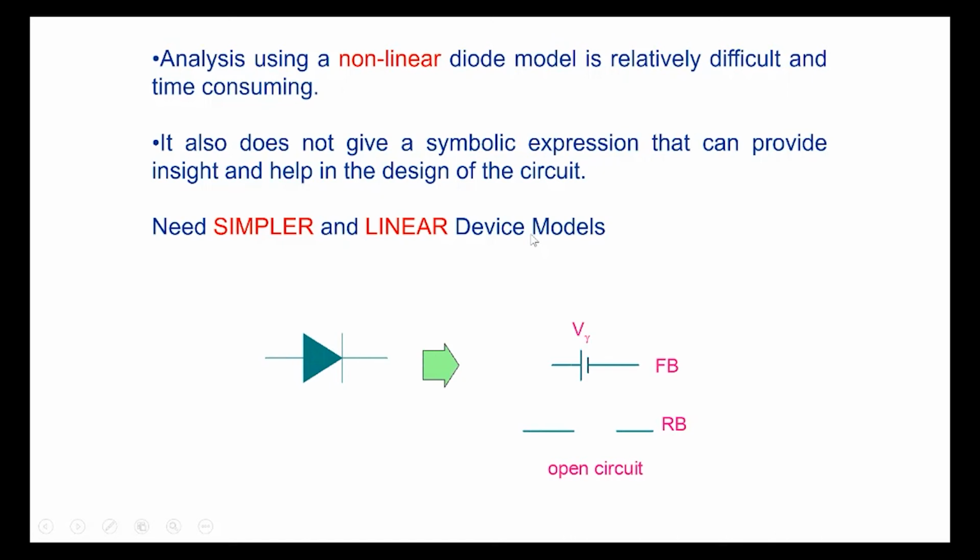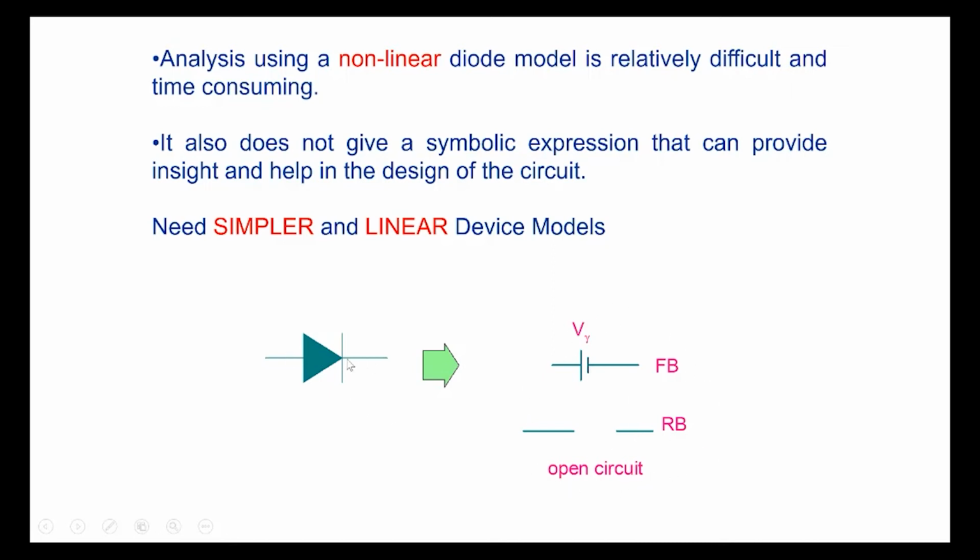One of the models that one uses for a diode, a very simple model, is in the forward bias direction. We model the diode as a battery with some voltage, V gamma. And in the reverse bias case, we know that the current flowing is very small, and we model it as an open circuit. Note that this is a simplified version.